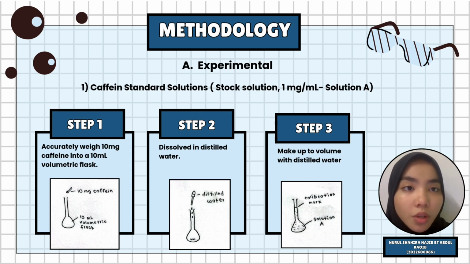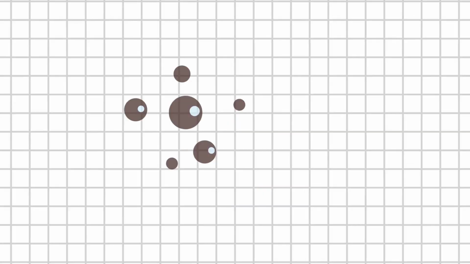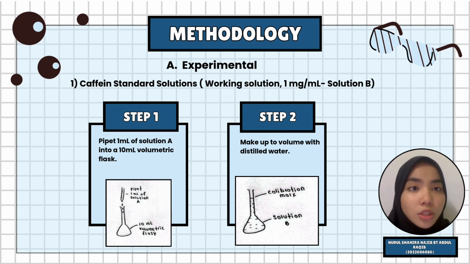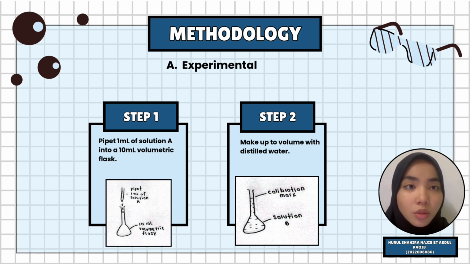Step 1, we must accurately weigh 10 mg of caffeine into a 10 ml volumetric flask. Step 2, dissolve in distilled water. And step 3, make up to volume with distilled water. Okay, next we move to solution B. Step 1, pipette 1 ml of solution A into a 10 ml volumetric flask. And then step 2, make up to volume with distilled water.